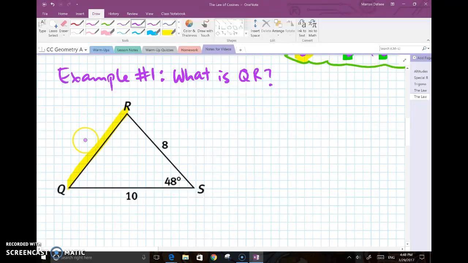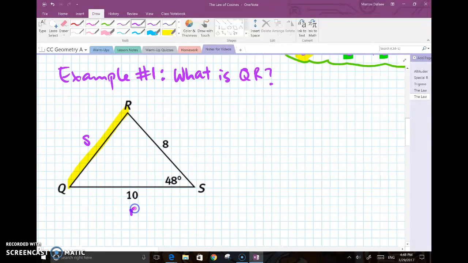I'm going to go ahead and call this my side S. This will be my side R. This will be my side Q. And even though they're not A, B, and C, the principles still apply. So my focus angle is angle S, and my focus side is the side opposite of that angle, which is side S. So it's going to go like this. This is what I need.